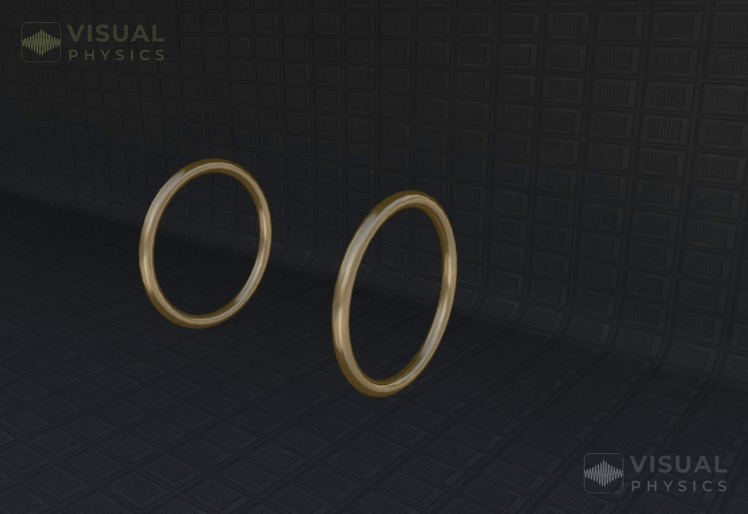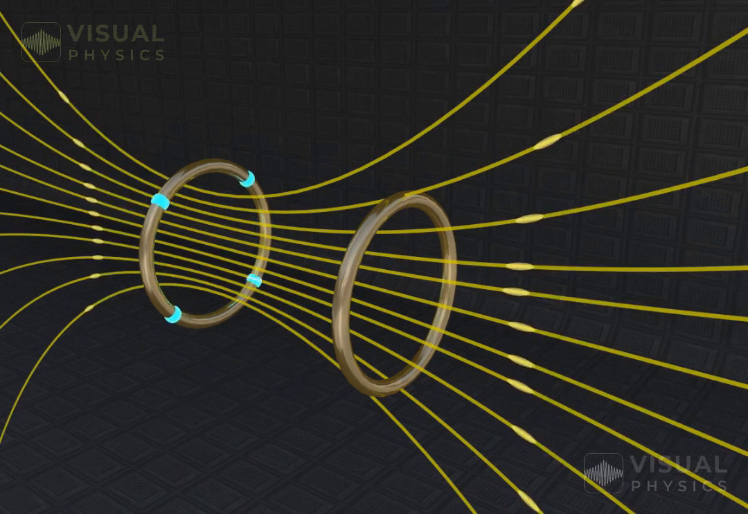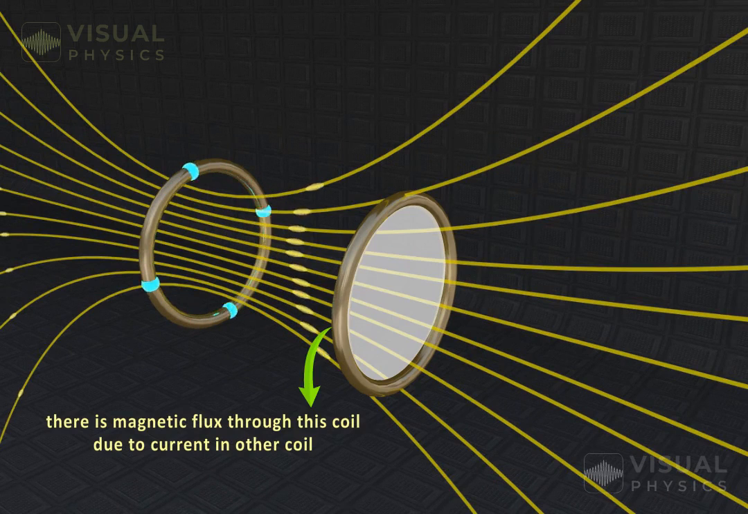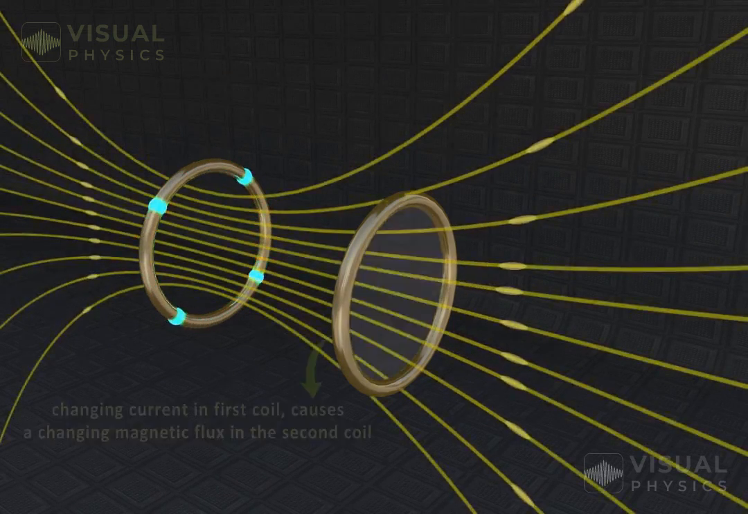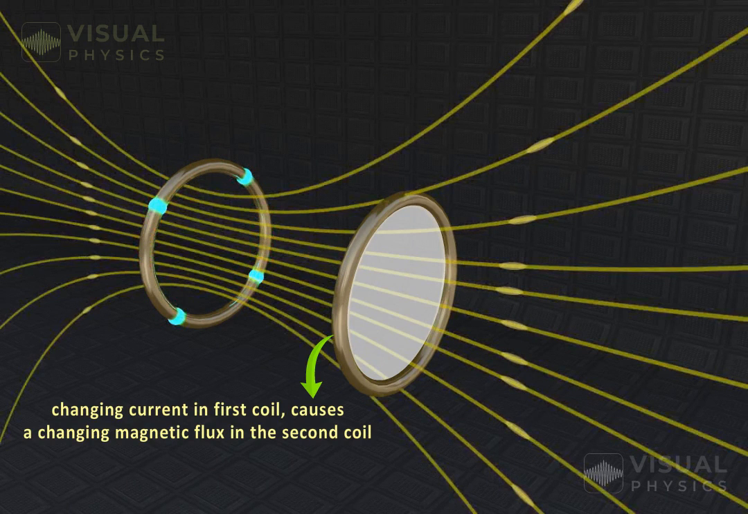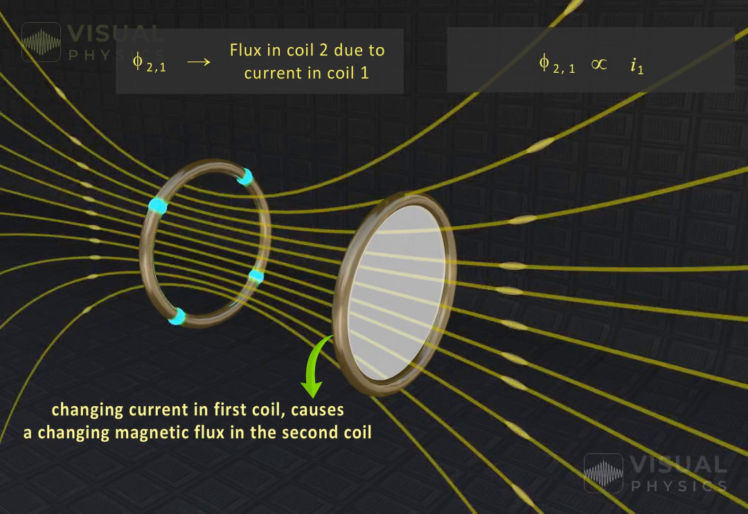Let us again consider a set of coils placed near each other. We have seen that current in one coil produces a magnetic flux through the other. If we change the current in the first coil, then magnetic flux through the other coil will change. Let us say that flux in the second coil, due to current in first coil, is equal to this term. If coils are in vacuum, then flux through the second coil will be proportional to the current in the first coil.